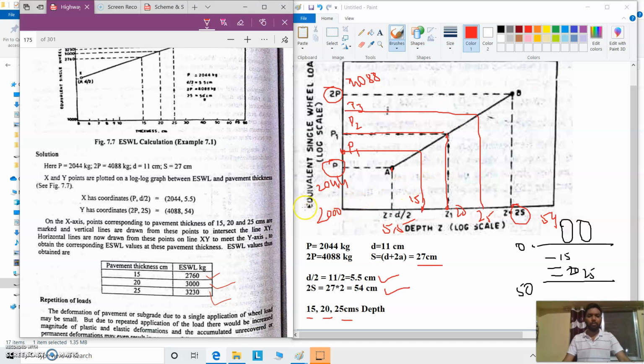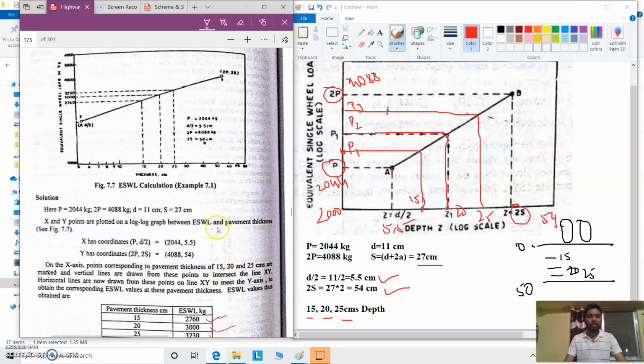Once you meet the loads, you can tabulate those loads for the asked depths. They have asked for 15, 20 and 25 centimeter depth, and with respect to those depths you will get the values, and those values need to be tabulated. Once you tabulate this load, that completes your problem, right? This is how we need to analyze the equivalent single wheel load for a given depth, right?